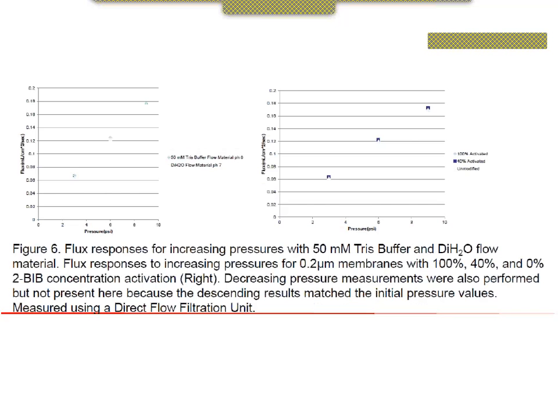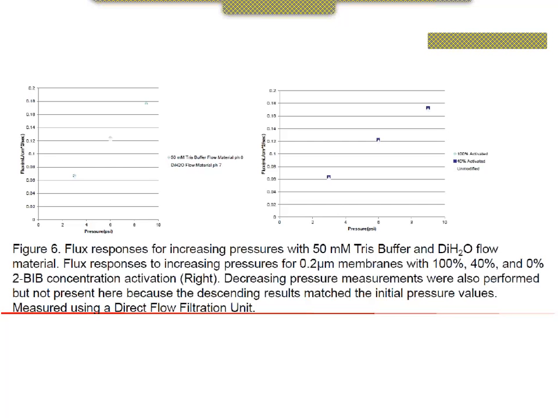And then on the left is data from using Tris buffer and using DI water as the flow material for flux measurements. And you can see that the data is right on top of each other. So there's no difference in using buffer and using distilled water for flux measurements. And you can also see that the flow material is not physically affecting the membrane.